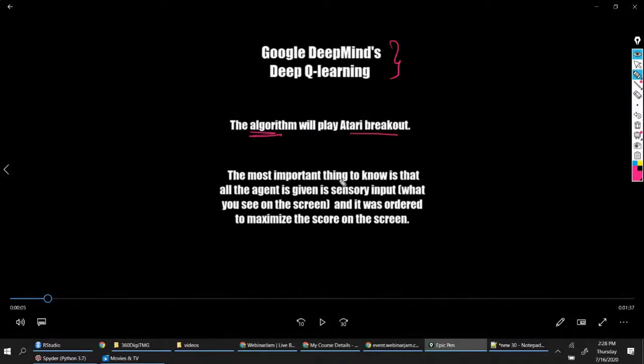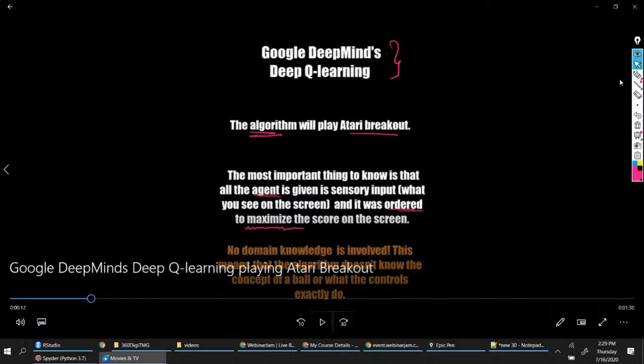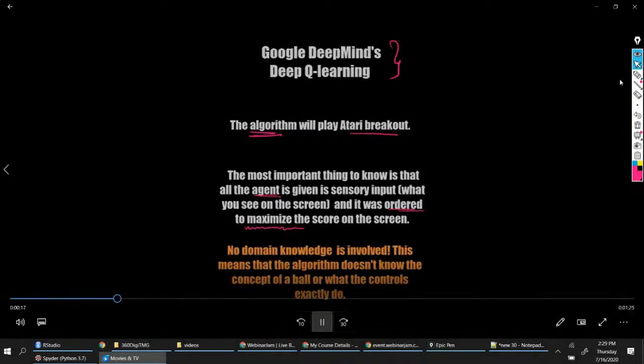Now we need to understand that the algorithm, the agent that we are talking about here, is given only one point, which is to maximize the score. So it has to score maximum marks. That's the logic. That's all you're asking your machine to do. And then your algorithm is running. So no input given, friends. We have not shared any input. No domain knowledge is involved in this particular training.